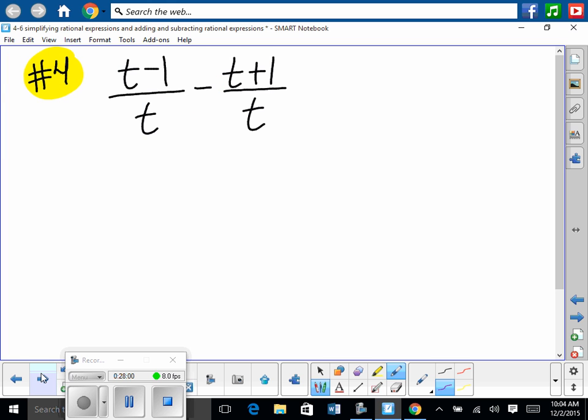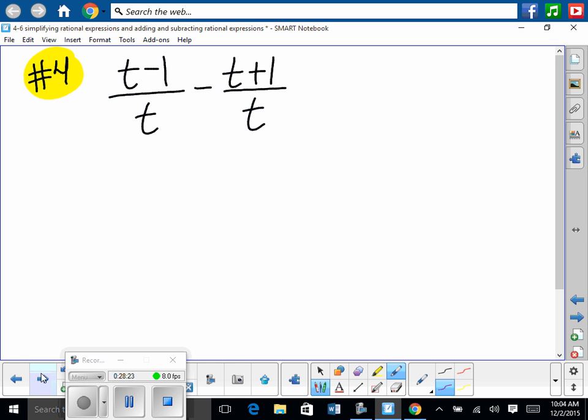Let's do another one. Don't just say, okay, I get it, and then not watch, because that's what some of you did, and then you said, well, I don't get it. Okay? Here we go. Is this one factored? Yes, it is. Everything's factored. Do we have a common denominator? Yes, so we can combine the top.